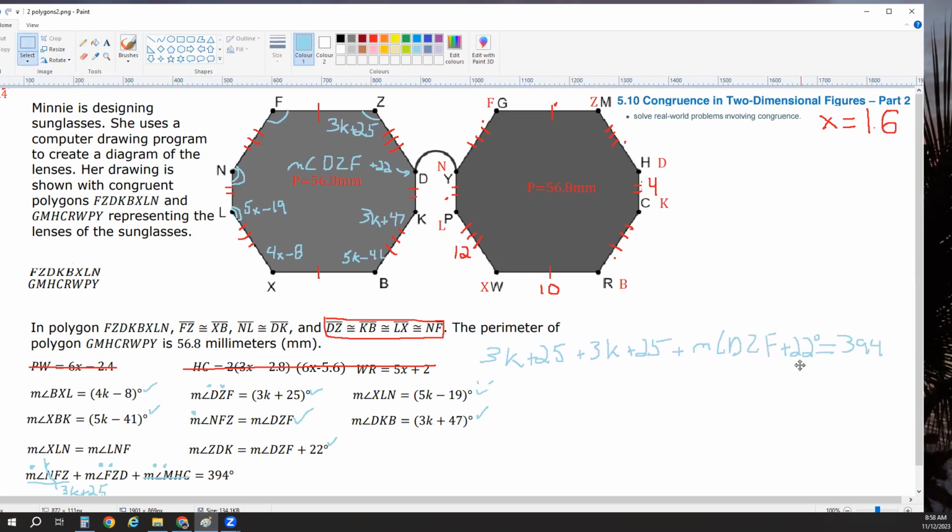So I've got to find the measure of angle DZF first. So where is DZF? DZF is 3K plus 25. Okay, so maybe I don't have to do all this stuff anyway. So 3K plus 25. I need to figure out if this thing is congruent to something else on here. I'm going to pause and think about it for a second.